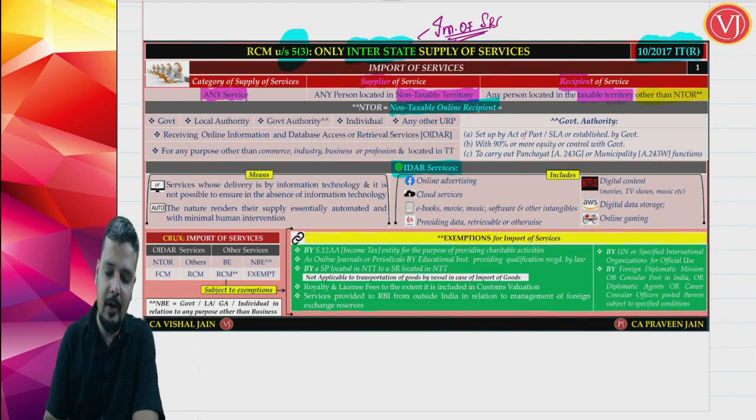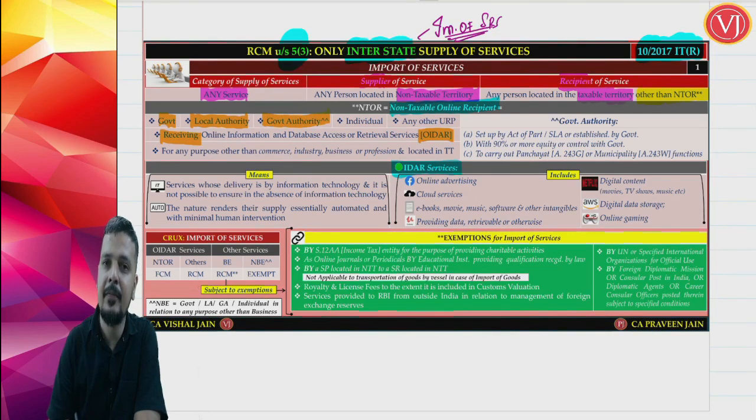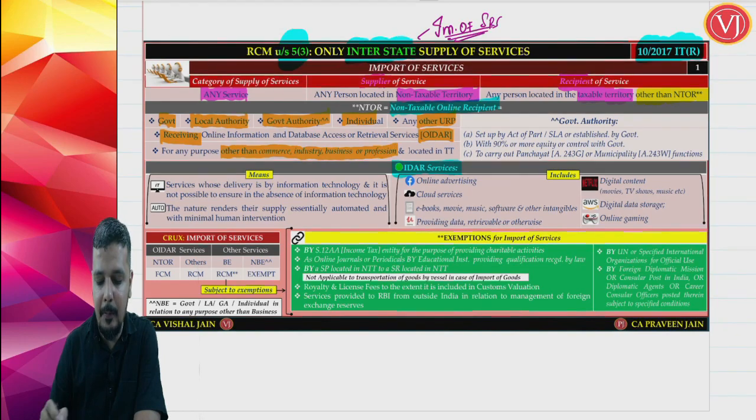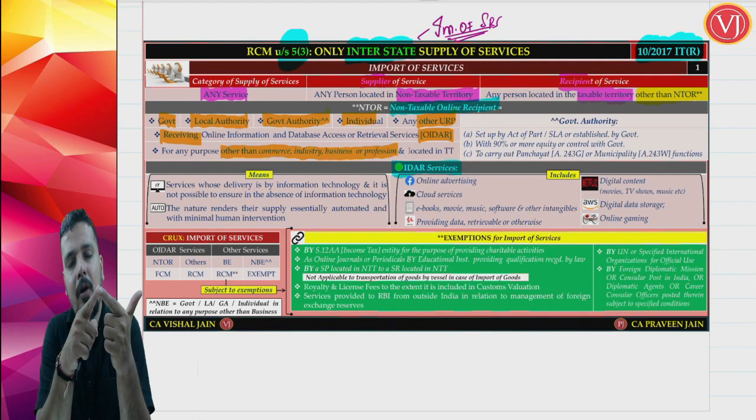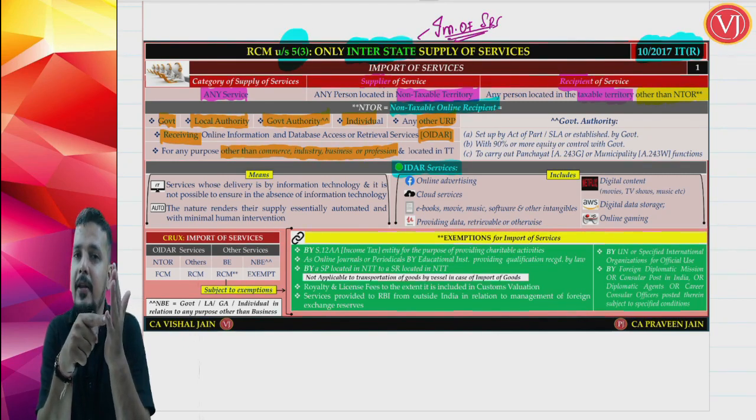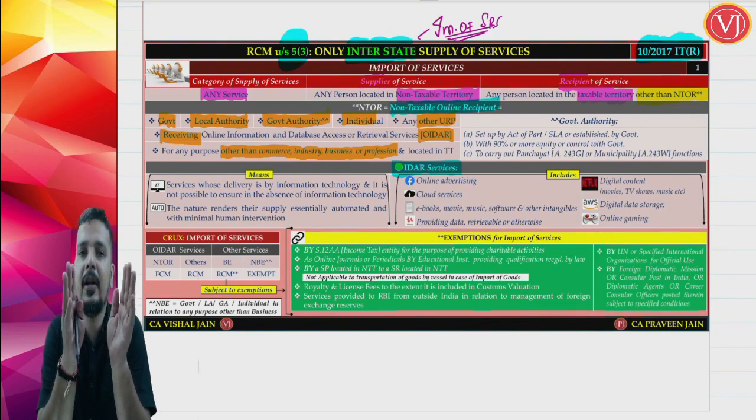Now a non-taxable online recipient is a person who is receiving OIDAR services, that is, online information and database access and retrieval services, plus he is either a government, local authority, governmental authority, individual or any other unregistered person, where the service is received for a purpose other than commerce, industry or business of a profession. This means the receipt of service is not for business, profession, commerce or industry, but for personal use.